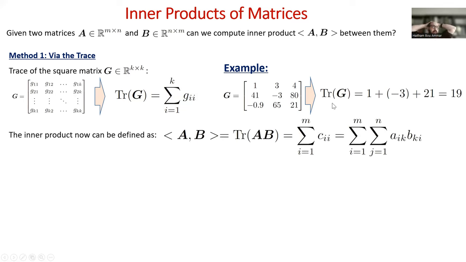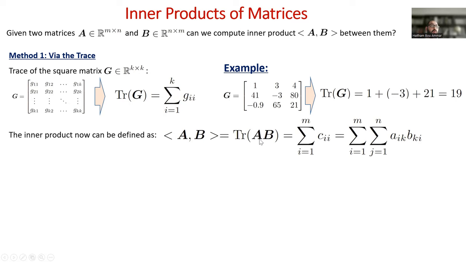Now, why did I introduce the trace operator? I introduced it to tell you that the inner product between two matrices is defined as the trace of the product A times B. Imagine you have a matrix A in R^(m by n) and a matrix B in R^(n by m). A has m rows and n columns, B has n rows and m columns. When I'm talking about the inner product between these two matrices A and B, that is simply defined as the trace of the A times B matrix.